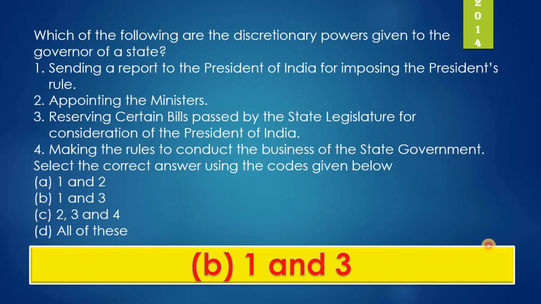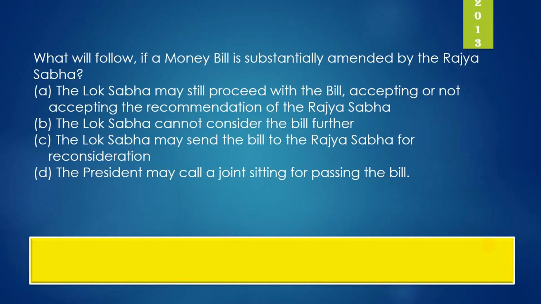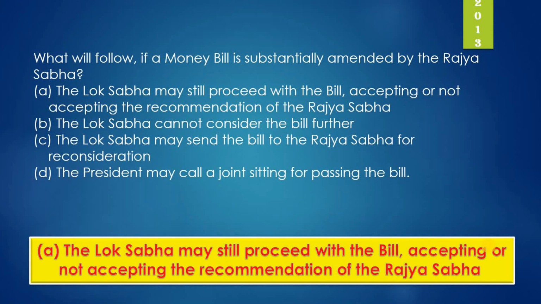Moving on to the next question. What will follow if a money bill is substantially amended by the Rajya Sabha? The options are: the Lok Sabha may still proceed with the bill, accepting or not accepting the recommendations of the Rajya Sabha; the Lok Sabha cannot consider the bill further; the Lok Sabha may send the bill to the Rajya Sabha for reconsideration; or the President may call a joint sitting for passing the bill. So the answer is option number A, that is the Lok Sabha may still proceed with the bill, accepting or not accepting the recommendations of the Rajya Sabha. Because if a money bill is amended by the Rajya Sabha, the Lok Sabha has the power to accept its recommendations or changes, and also it can reject them.